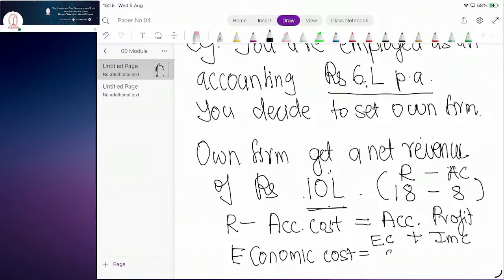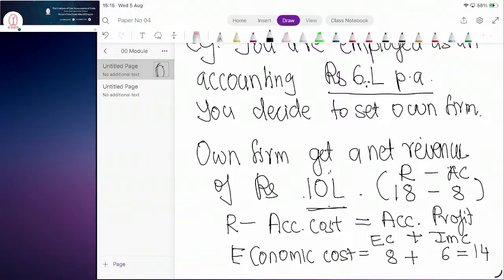8 लाख रुपए. What is the implicit cost? To earn this income, you have given up a job which was getting you 6 lakh. Now that cannot be charged as a cost. Why? Because you don't earn it anymore. एक company ची cost ना है. So your total economic cost is 14 lakhs and your revenue was 18 lakhs.